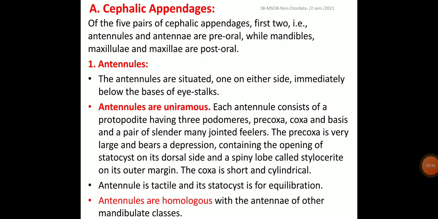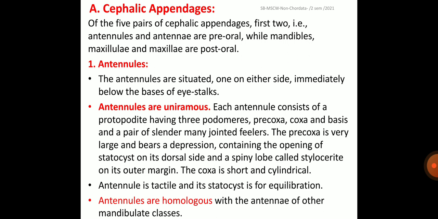So the antennule is the first cephalic appendage out of the 5. The antennules are attached one on either side below the basis of the stalked eye. The protopodite consists of 3 segments, that is precoxa, coxa and the basis, and the precoxa is large, proximally bears a depression containing the opening of the statocyst, that is the organ of balancing, on the dorsal side, and a spiny lobe called the stylocerite on its outer margin.